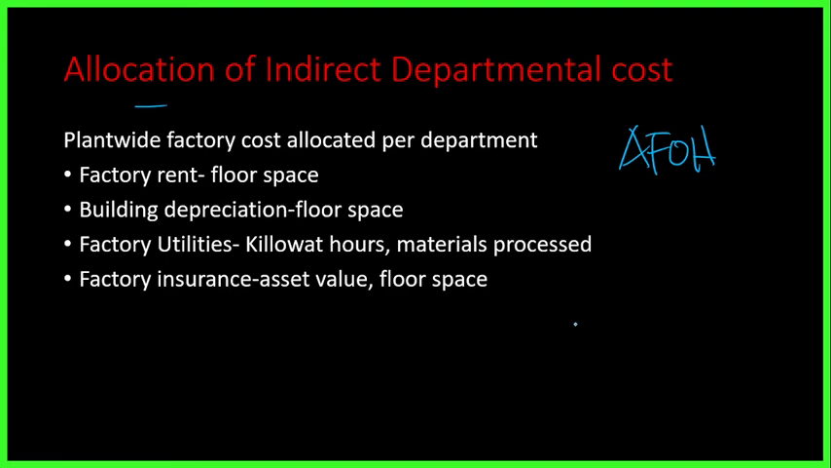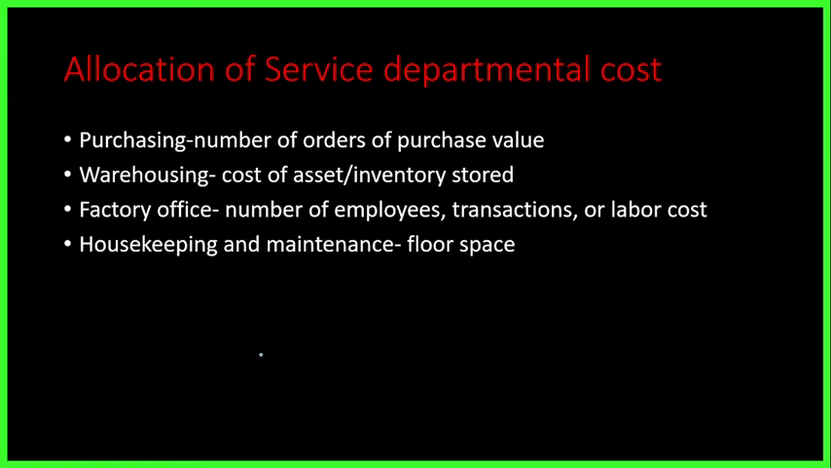Here are some examples: factory rent, building depreciation. You have the factory utilities, which can be allocated using kilowatt hours. And then you have your factory insurance, which can be allocated based on the department's asset value or the floor space. Now this is our problem, allocation of service departmental cost.